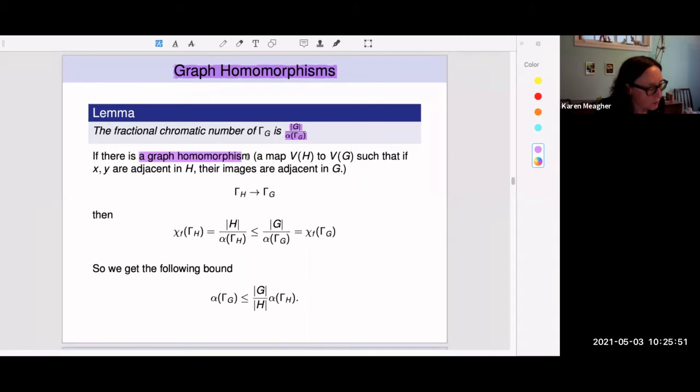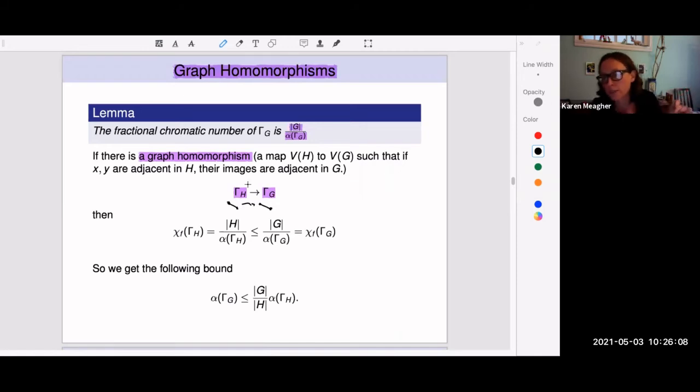If there's a graph homomorphism, by graph homomorphism I mean a map from the vertex set of one graph to the vertex set of the other. What I want is that if I have two vertices back here that are adjacent, they have to be taken to adjacent vertices. If they're not adjacent, I don't care what happens to them. So it's much weaker than an isomorphism. If I can do a graph homomorphism from one graph to another, what I can actually get is that the fractional chromatic number of the first one is bounded by the fractional chromatic number of the second one.